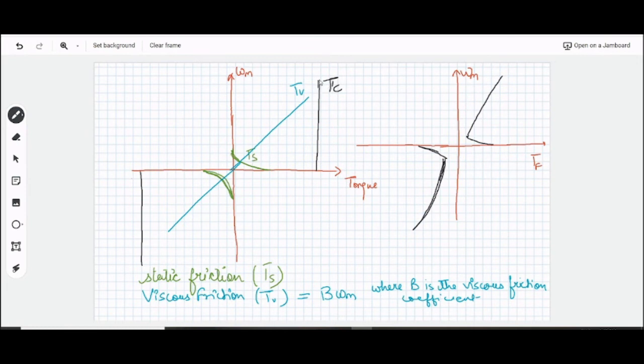And the Coulomb friction remains independent of the speed. It is not dependent upon the speed. You can see that for every speed, the torque remains same. This friction torque remains same. And this is called as Coulomb's friction, TC. And it is independent of speed. Right? Viscous friction is proportional to the speed, whereas Coulomb friction is independent of the speed.